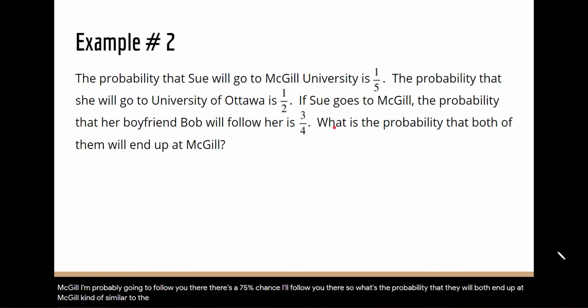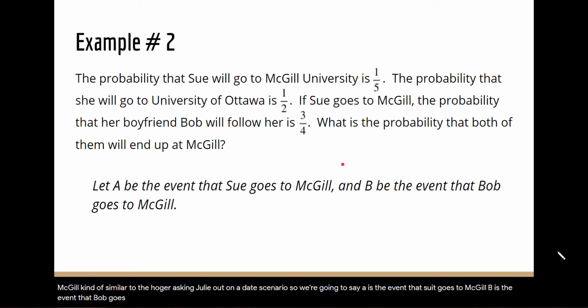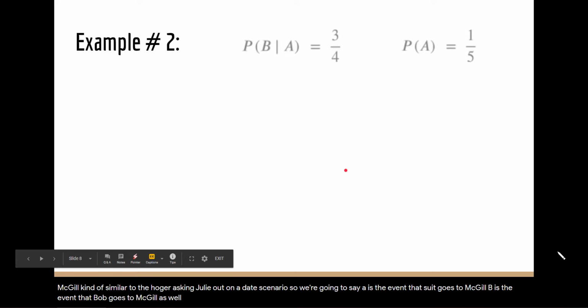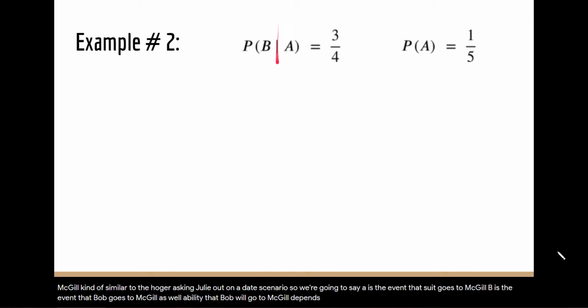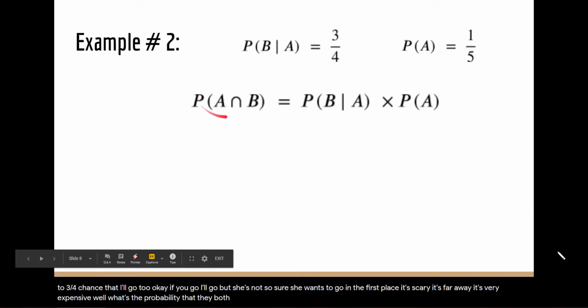Kind of similar to the Hoger asking Julie out on a date scenario. So we're going to say A is the event that Sue goes to McGill. B is the event that Bob goes to McGill as well. So the probability that Bob will go to McGill depends on Sue going. And so he said there's a 75% chance or 3/4 chance that I'll go too. Okay, if you go, I'll go. But she's not so sure she wants to go in the first place. It's scary, it's far away, it's very expensive. Well, what's the probability that they both end up at McGill, which is this intersection or the "and"?